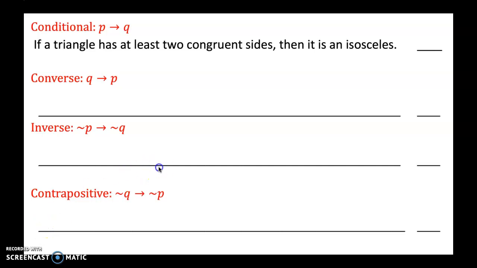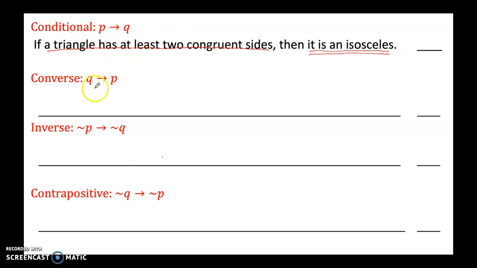Let's get the converse, inverse, and contrapositive of the given conditional statement. If a triangle has at least two congruent sides, then it is an isosceles. So our hypothesis: a triangle has two congruent sides, and our conclusion: it is an isosceles. Again, "it" pertains to the triangle, our subject.